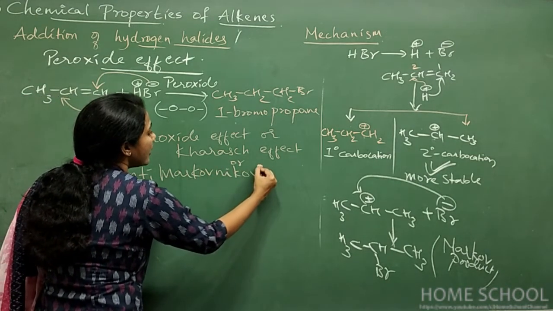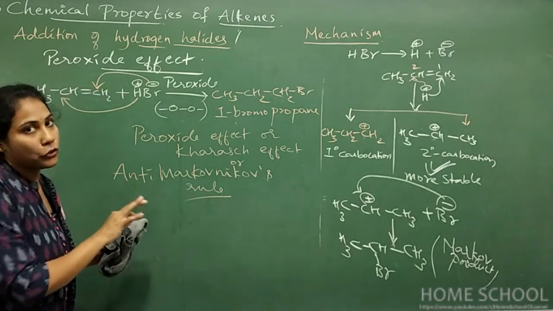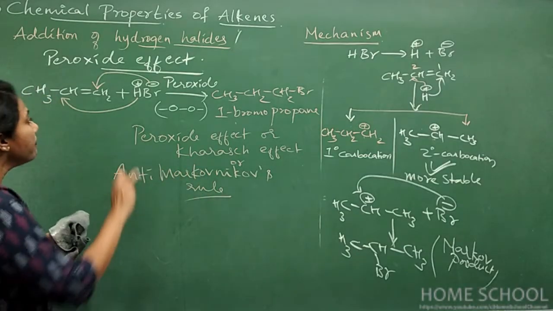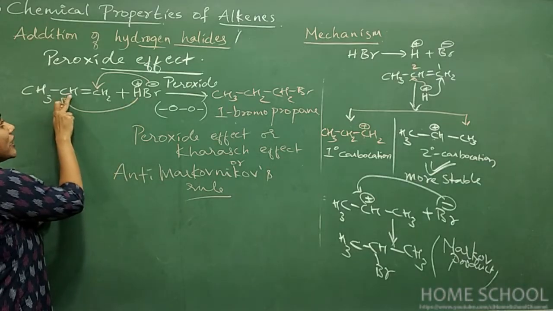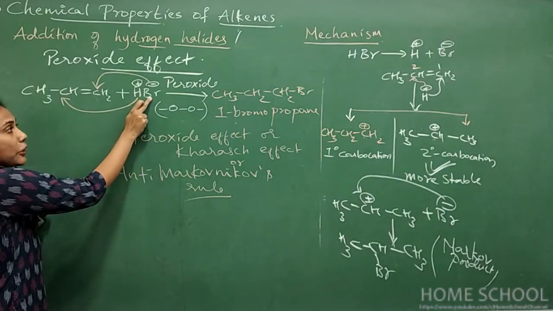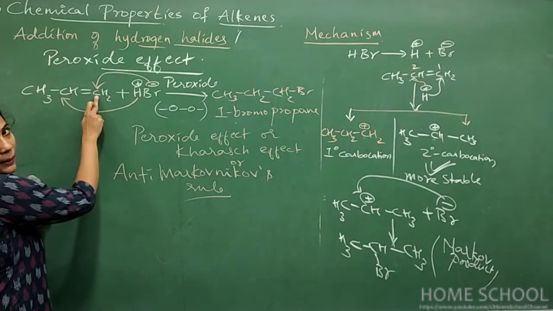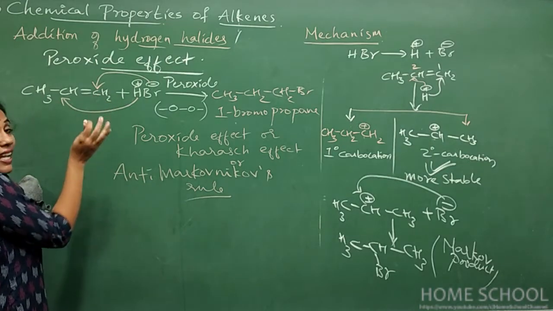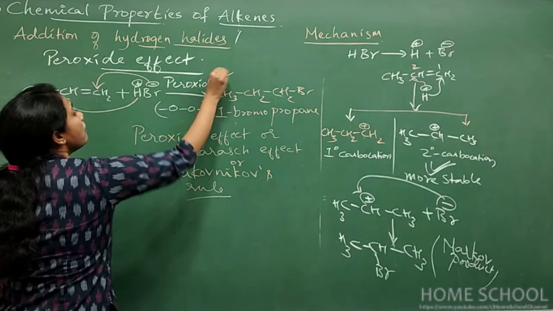Anti-Markovnikov's rule. The definition is exactly opposite to Markovnikov's rule, so you can write it. I repeat once again: the positive part is added to the unsaturated carbon having less number of hydrogen, and the negative part is added to the unsaturated carbon having more number of hydrogen. When this kind of addition takes place, exactly opposite to Markovnikov's, it is always in the presence of peroxide.